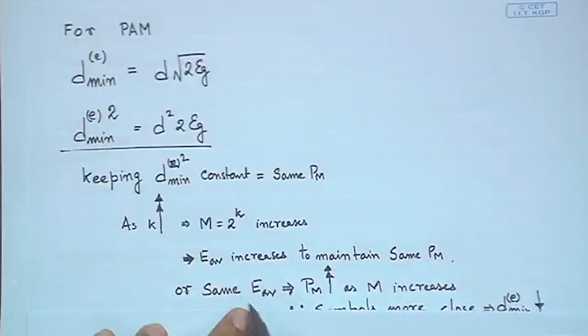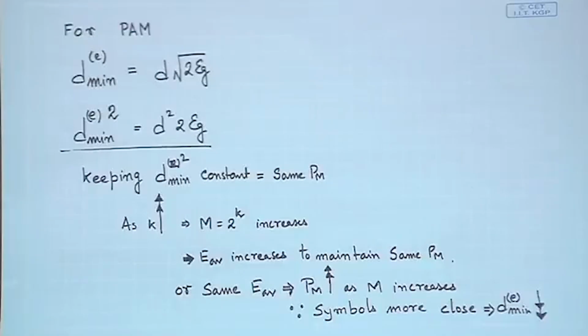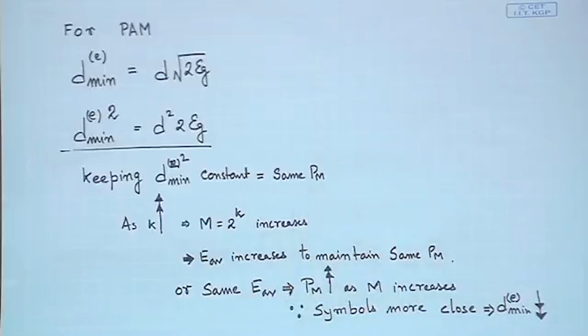Or if you want to keep the same E average, in that case your probability of error increases, that is what we have seen as m increases. This is because symbols are more closely packed, and if symbols are more closely packed, the minimum distance decreases. If minimum distance decreases, probability of error increases. This is what we have seen qualitatively.